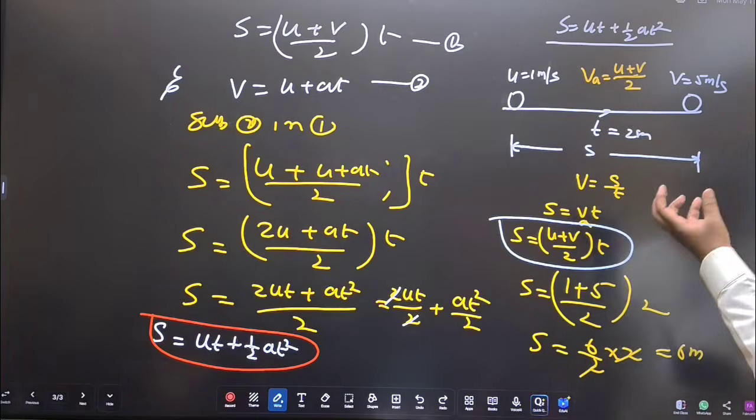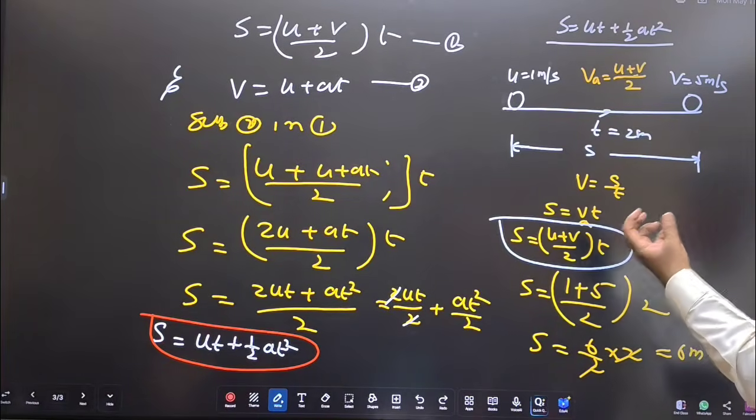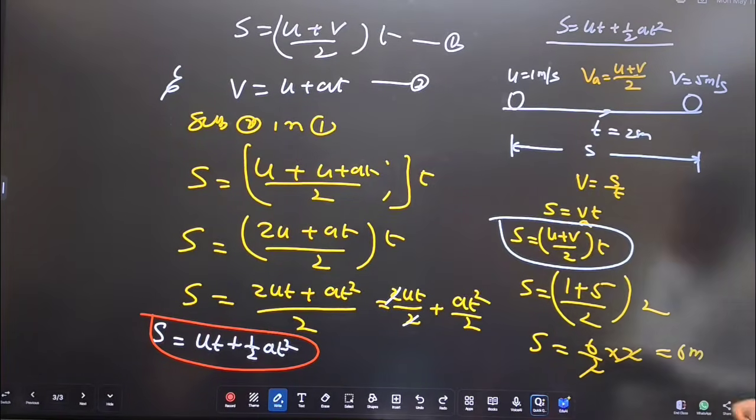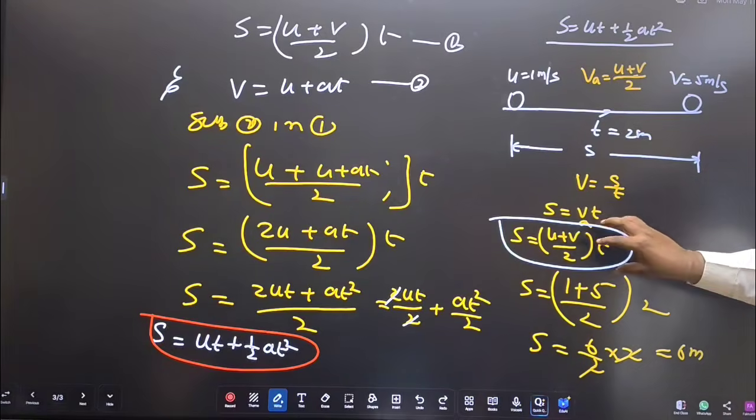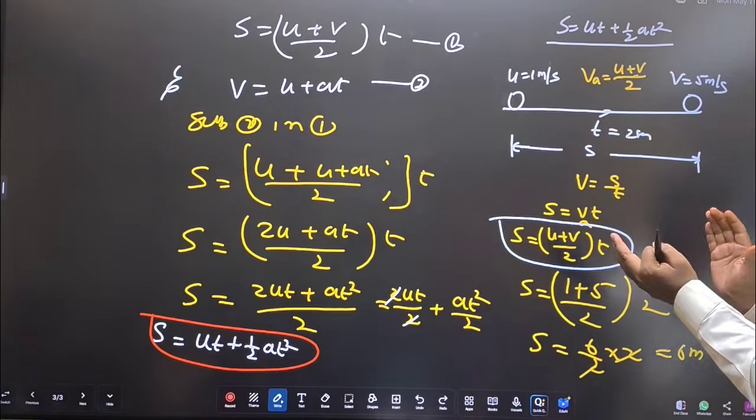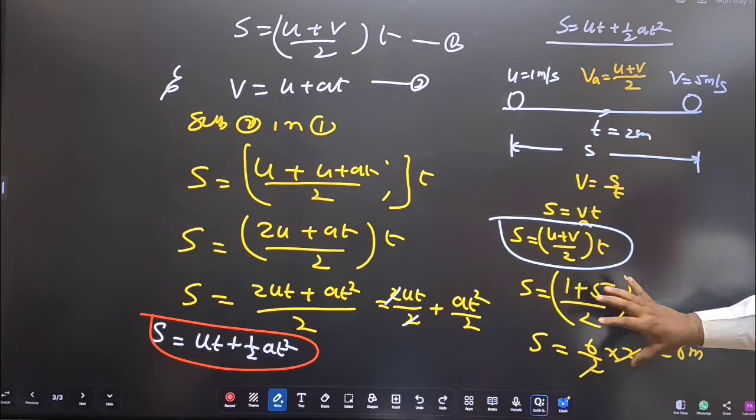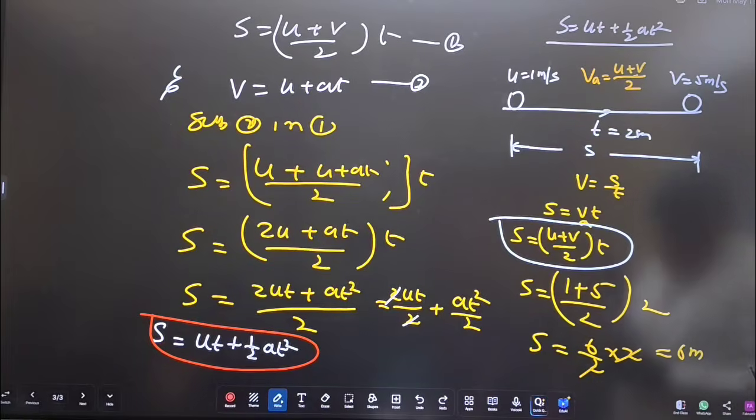And displacement, if velocity is not constant, you take average velocity into time, where in the place of velocity you keep the average velocity and multiply by time. So this is one formula to find out the displacement. You got the displacement by using this formula also. But what can you do now?